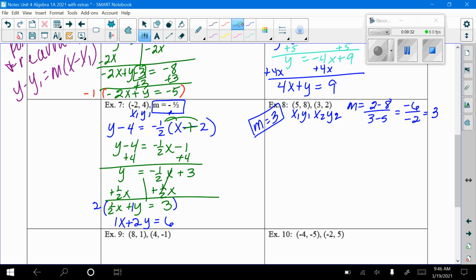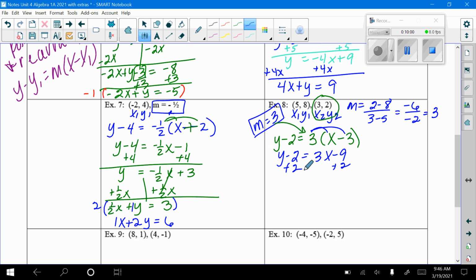Pick a point. It doesn't matter which one you pick. I'm going to pick 3, 2, just because it's smaller numbers and they're both positive. So y minus 2 is equal to my 3 being my slope times x minus 3 being the x value of my point. Distribute. So y minus 2 is equal to 3x minus 9. Add 2 to both sides. Y is equal to 3x minus 7.